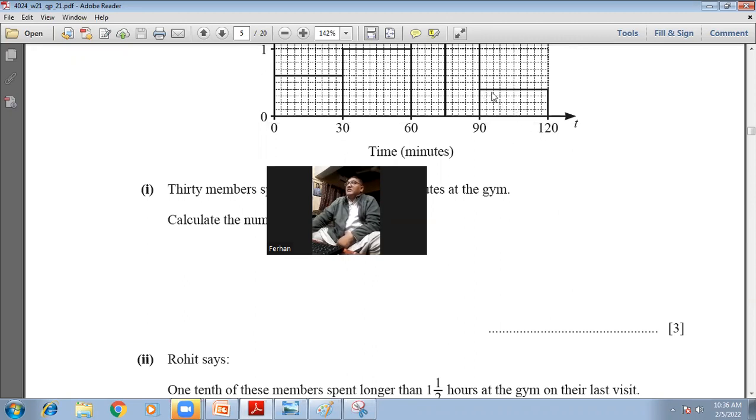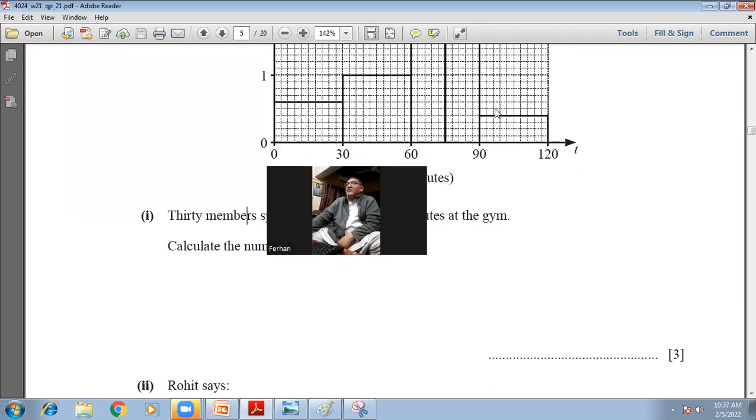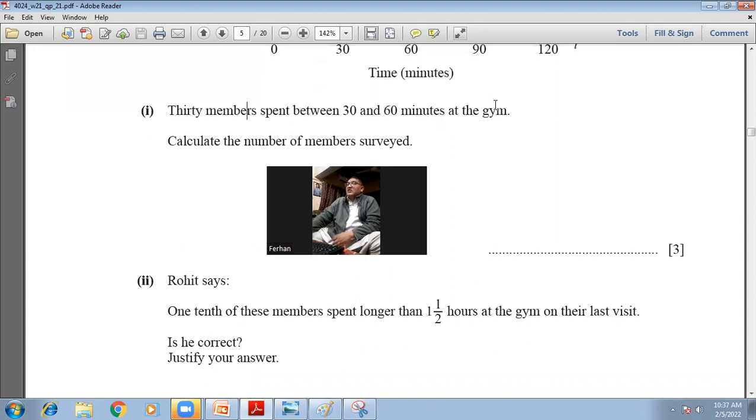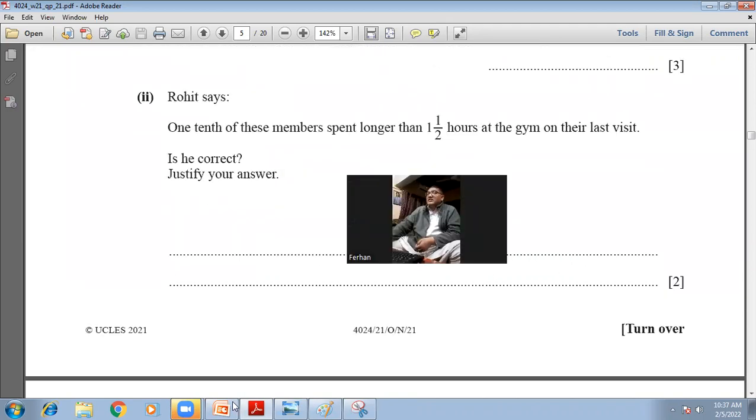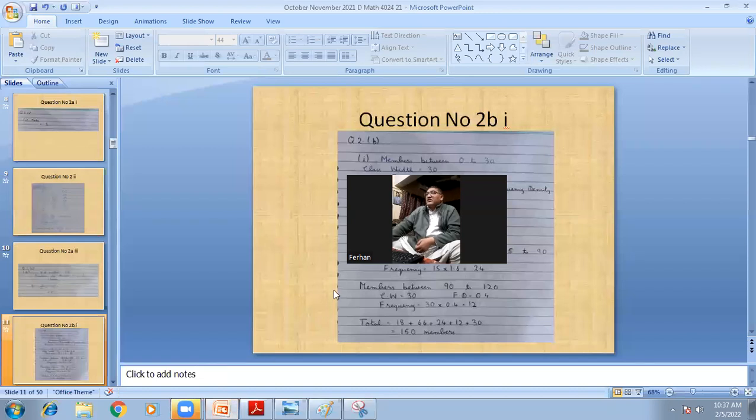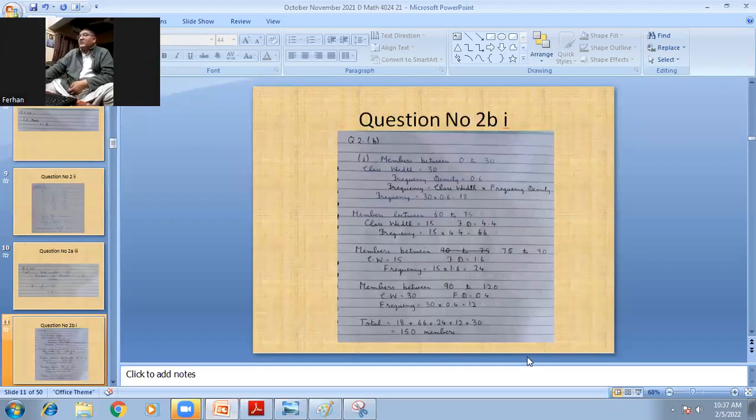1 hour 30 minutes are these. So the frequency of this class we already know, and I will find whether this is 1/10, this is more than 1/10 of the total or not. Okay, it's a 2 marks question, and that's the last part of this. Okay, so let's move to the next. Let's move and see how we have done this.